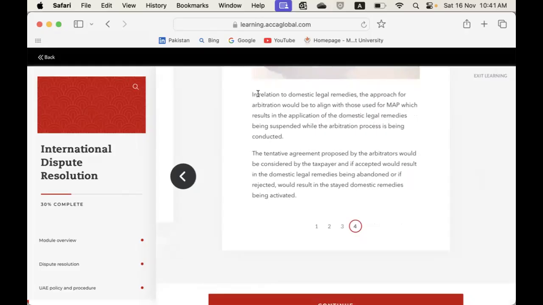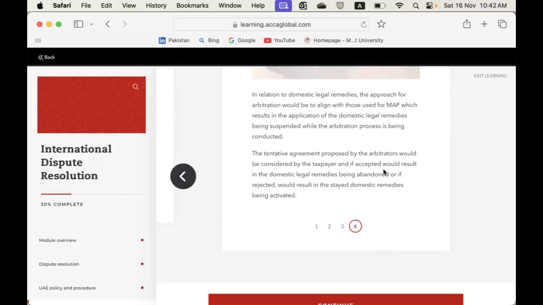Why? Because let's read this paragraph again. In relation to domestic legal remedies, the approach for arbitration would be to align with those used for MAP, which result in the application of the domestic legal remedies being suspended while the arbitration process is being conducted. So the domestic procedures, domestic legal remedies, would not apply, these would be suspended, and the arbitration procedure is going to take over. And usually in case of an international dispute, even the arbitration approach is identified in a double tax agreement. The tentative agreement proposed by the arbitrators would be considered by the taxpayer, and if accepted, would result in domestic legal remedies being abandoned.